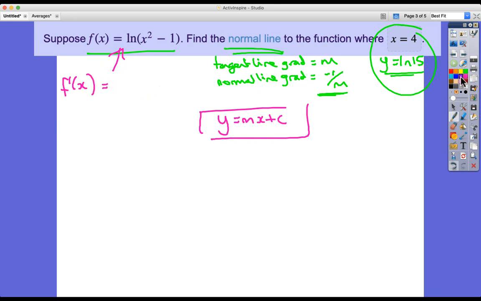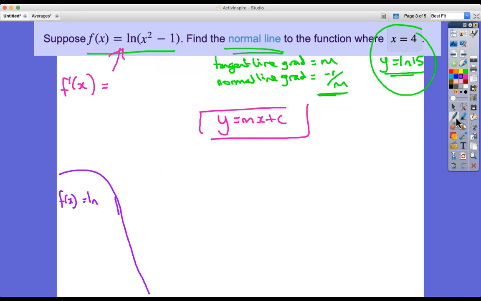Now, when I was looking at derivatives of e to the x and ln x in a previous tutorial, I came up with this general result, which is if you've got f of x equals ln, let's make a bit more room.